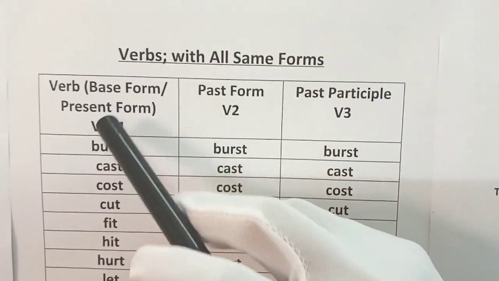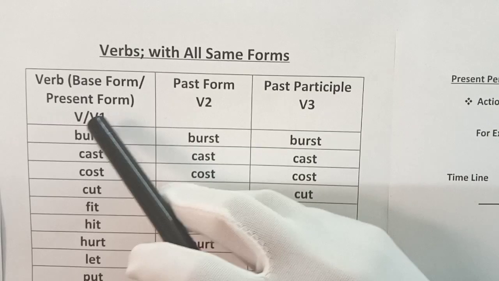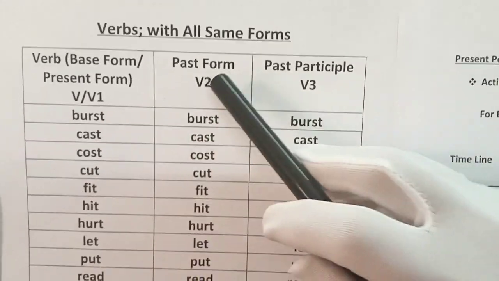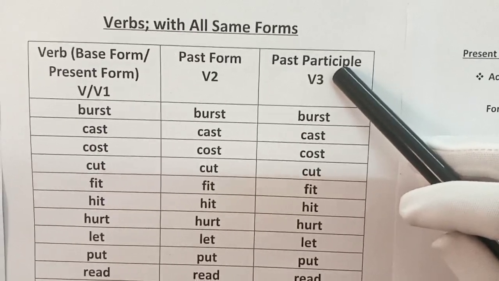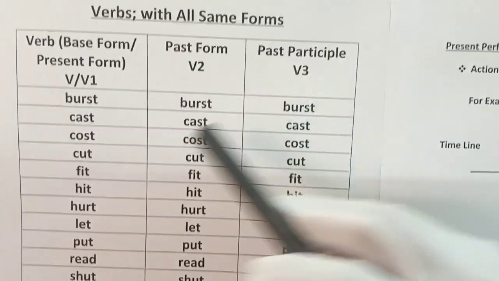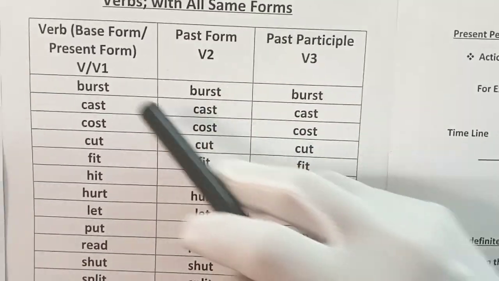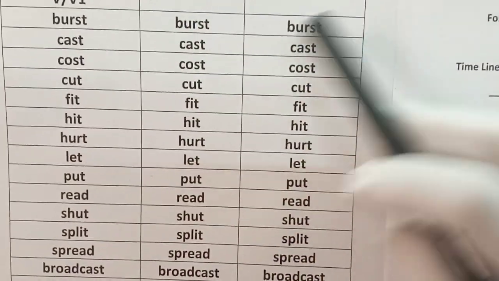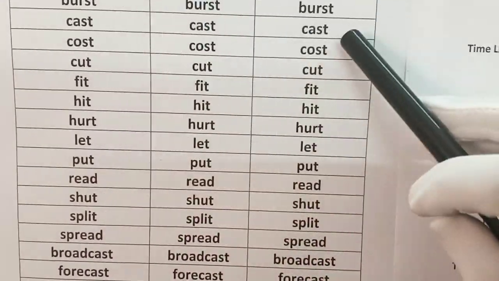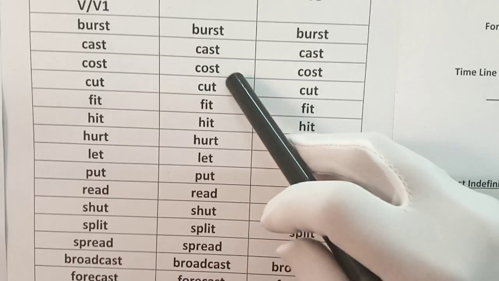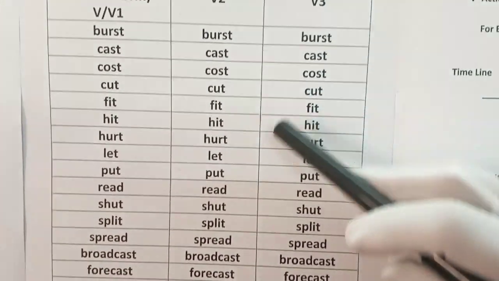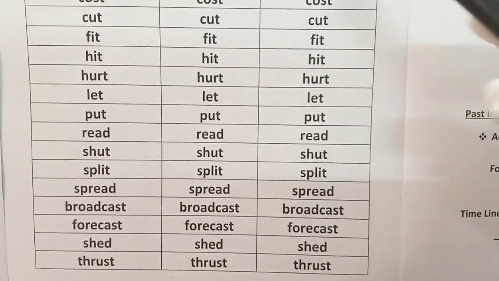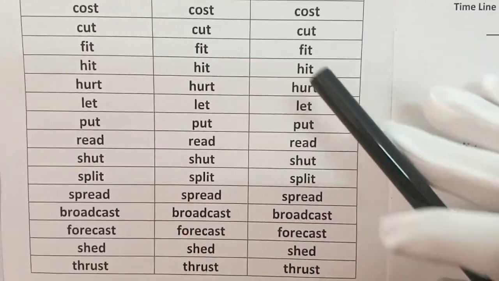You can see that there is the base form or present form or first form of the verb, and the past form or second form of the verb, and the past participle or third form of the verb, but all forms are the same. Burst, burst, burst. Cast, cast, cast. Cost, cost, cost. Cut, cut, cut. So all forms of these verbs are the same.